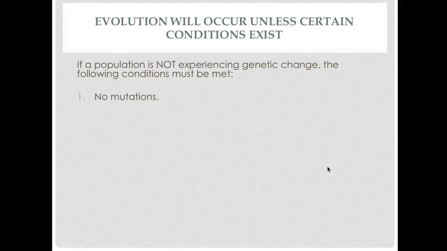And so the first thing they said was no mutations. So if a population is not evolving, that must mean there can't be any mutations happening. Because remember, mutations lead to change. And so if a population is not experiencing evolution or genetic change, it cannot have any mutations. That's number one. They also said there has to be random mating.